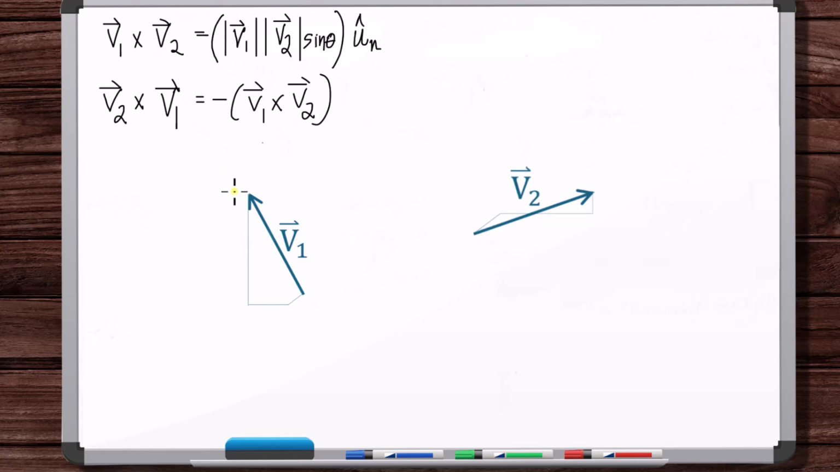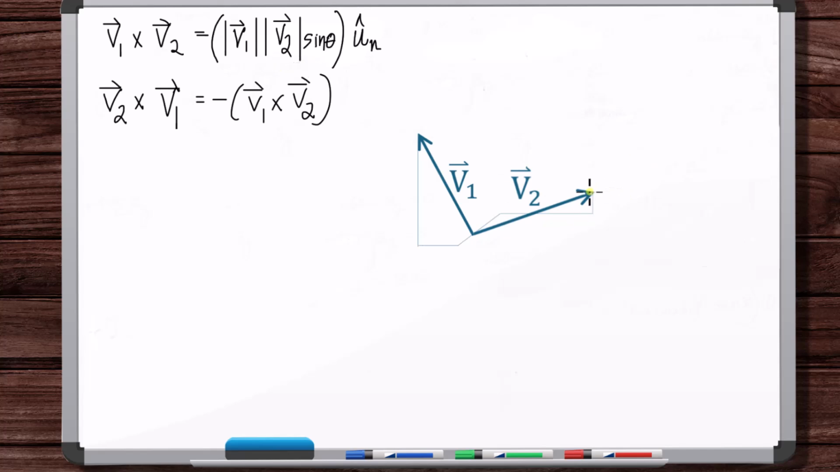Okay, so V1 cross V2. Let's go ahead and bring the tails together, even though we don't have to. We could just extend the lines of action. Okay. So the magnitude of the cross product is extremely similar to the dot product. The only difference being this is sine of theta instead of cosine of theta. Okay, so what that means is that, what is the magnitude of V2 times sine of theta?